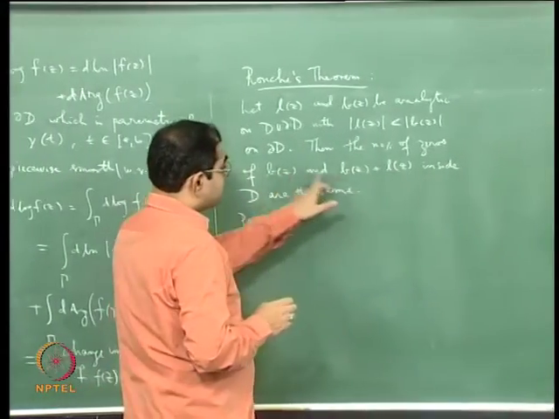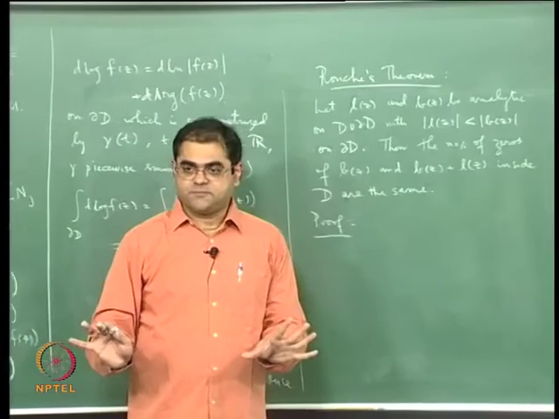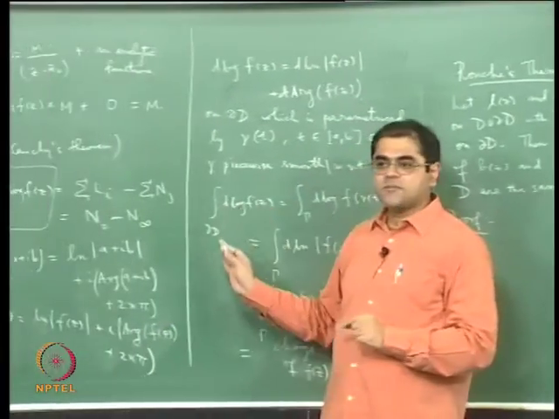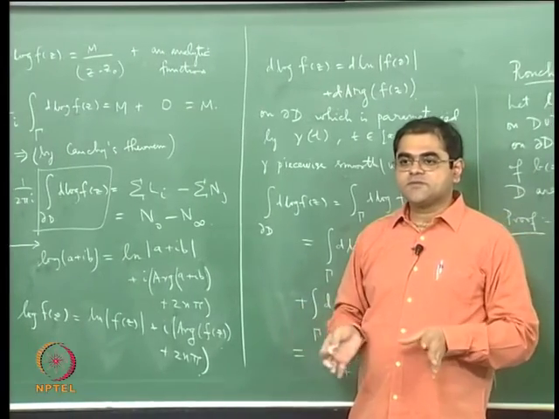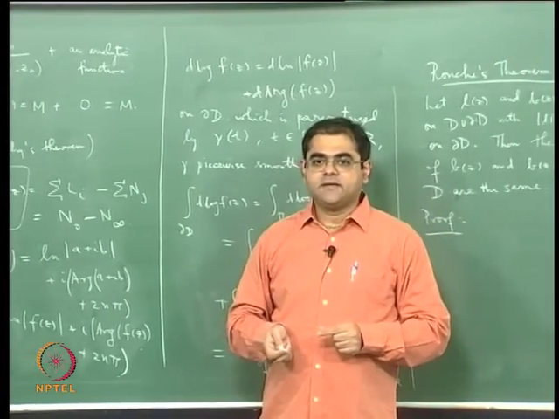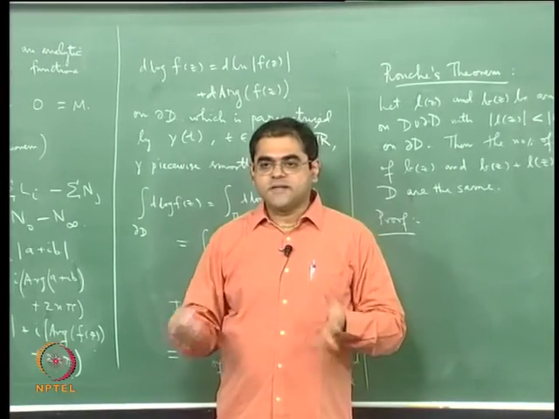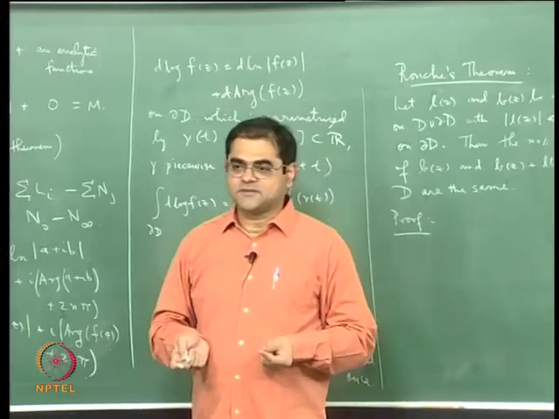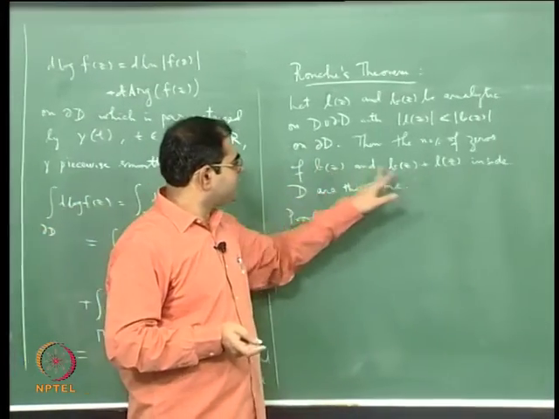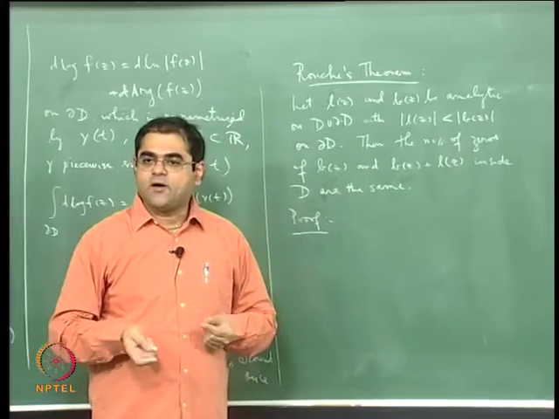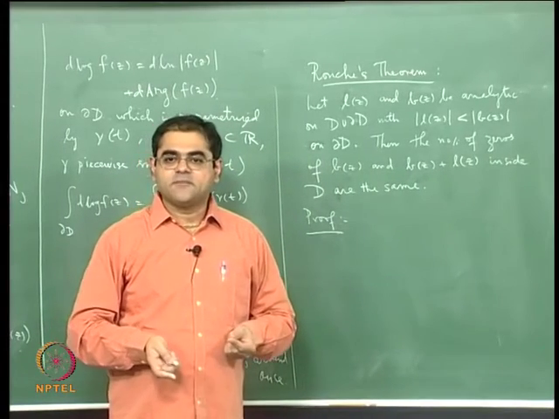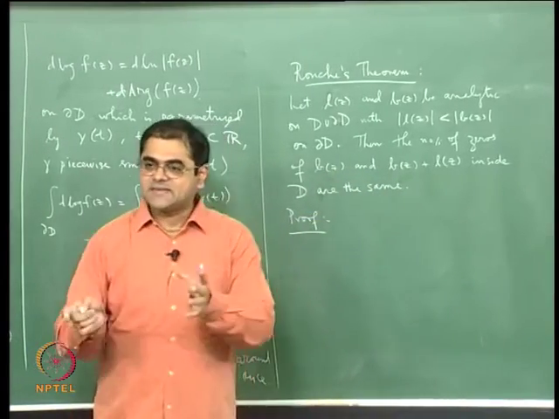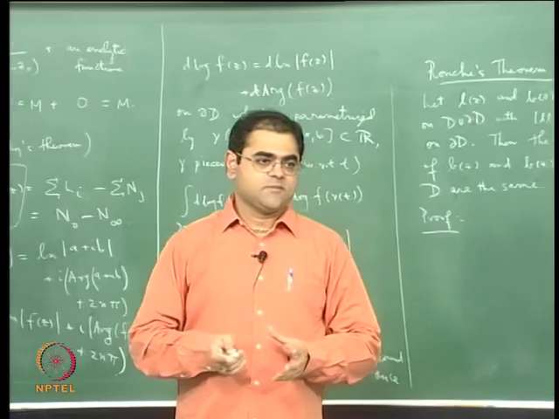I want to show that B of z and B of z plus L of z have the same number of zeros. That's what I want to show. How do I show it? How do I use the argument principle? The argument principle says that the number of zeros times 2 pi is the integral of the logarithmic derivative, and that is also equal to the change in the argument of the function. So if I want to show that these two have the same number of zeros inside, all I have to show is that the change in the argument for both is the same, because it is the change in the argument that counts the number of zeros.